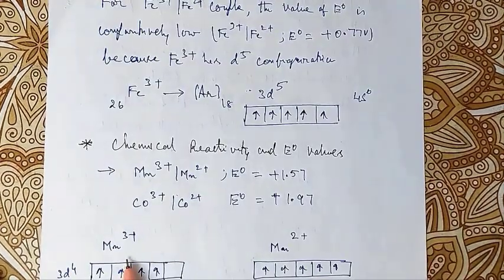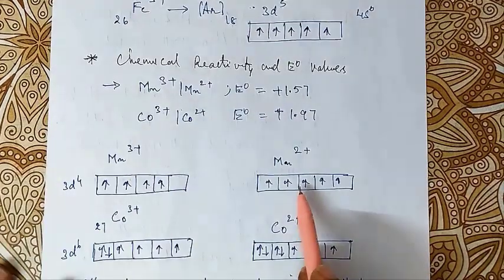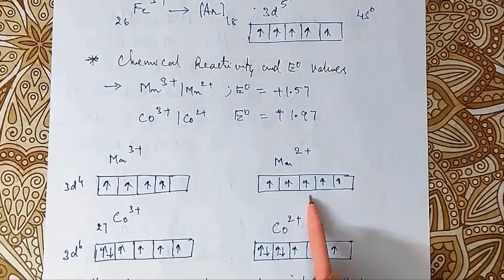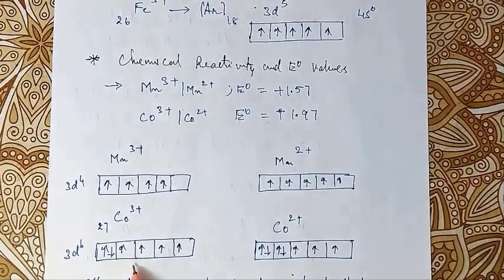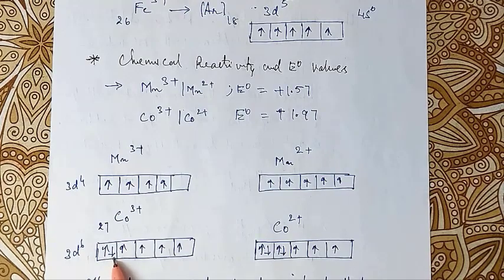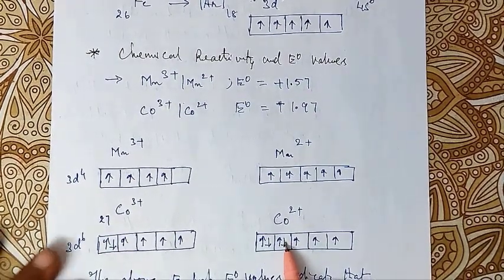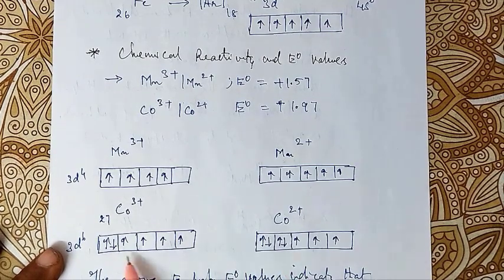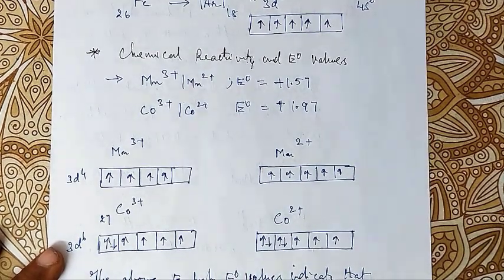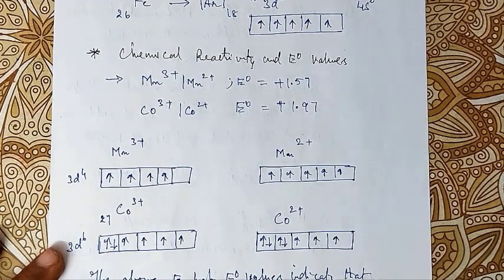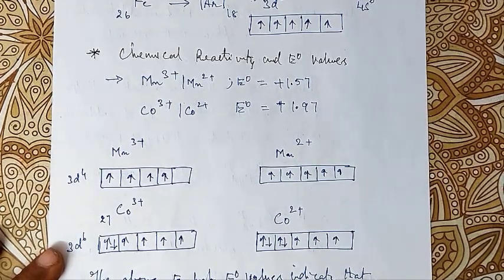This is Mn3+, Mn2+: 4 unpaired electrons, 5 unpaired electrons. This is Co3+, 6 electrons. That is, in one orbital there is one lone pair, whereas in Co2+ 2 orbitals have lone pairs. The above E naught values indicate that Mn3+ and Co3+ are strong oxidizing agents.